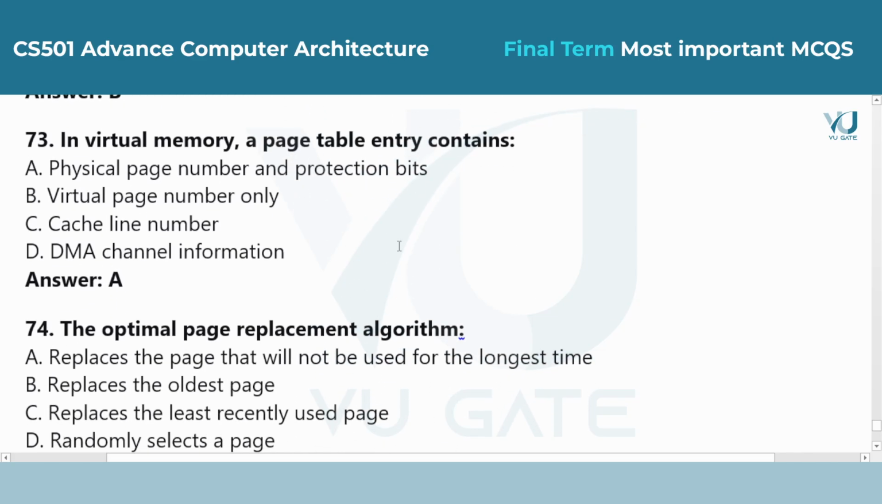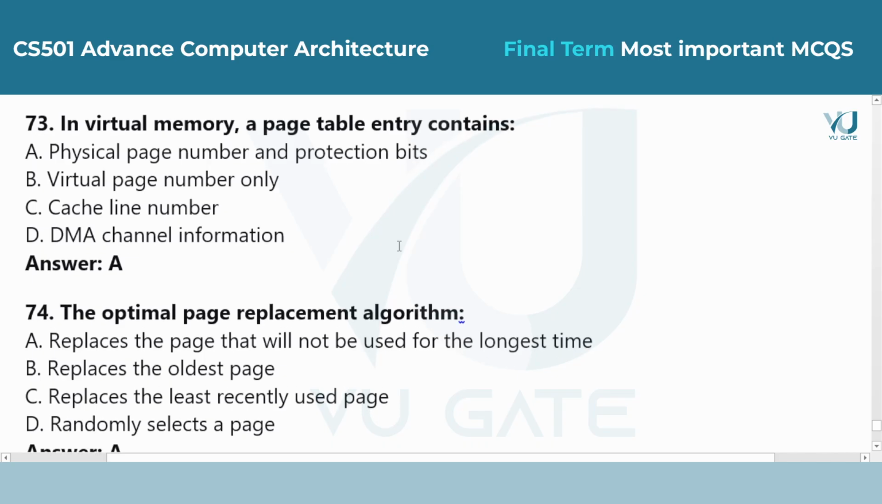73. Question: in virtual memory, a page table entry contains? Answer: A. Physical page number and protection bits. Concept: it acts as a map that tells the CPU where a virtual page is located in the physical RAM.